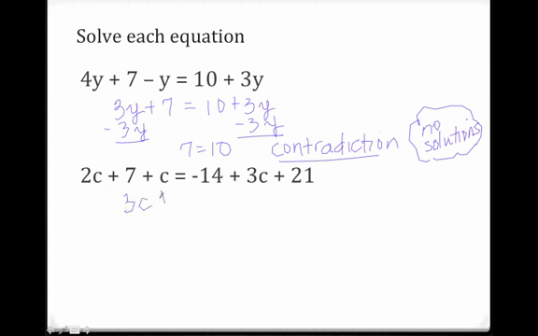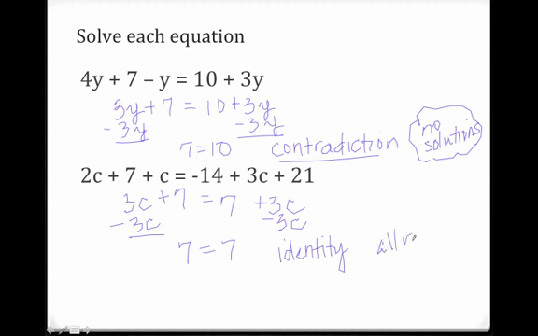I've got 3c plus 7 equals, I'm combining like terms over here. Remember, I simplify, so I combine like terms. I get 7 plus 3c, and some of you have already noticed this is exactly the same, but I'm going to go through the process anyway to isolate the variable. Notice this went away on this side, leaving me a 7, and it disappeared from this side, leaving me a 7. So I have an identity. An identity. That means there are infinitely many solutions, and the solution set is all real numbers. All real numbers.